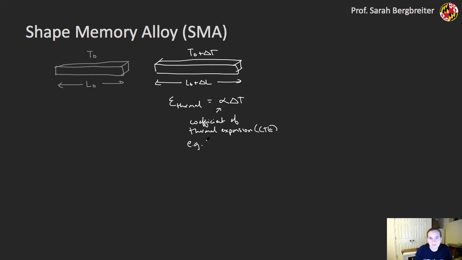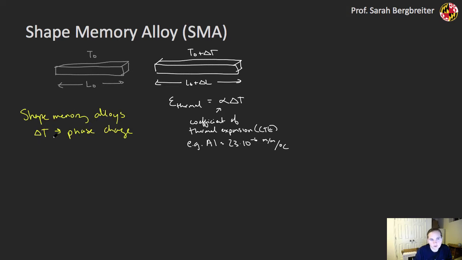To give you one example, aluminum is about 23 times 10 to the minus 6 meters per meter, or 23 microstrains per degree C. So this is typically a fairly small effect in terms of creating displacement in the world. One way to exaggerate that effect is, instead of using a material like copper or aluminum or silicon, I could actually use a shape change material or shape memory alloy material like nickel titanium alloy.